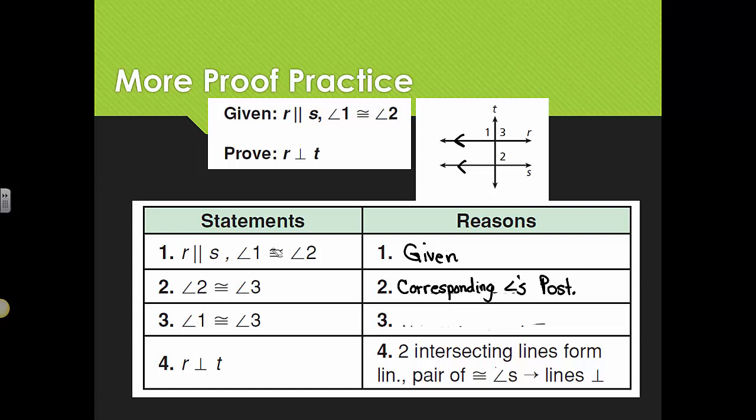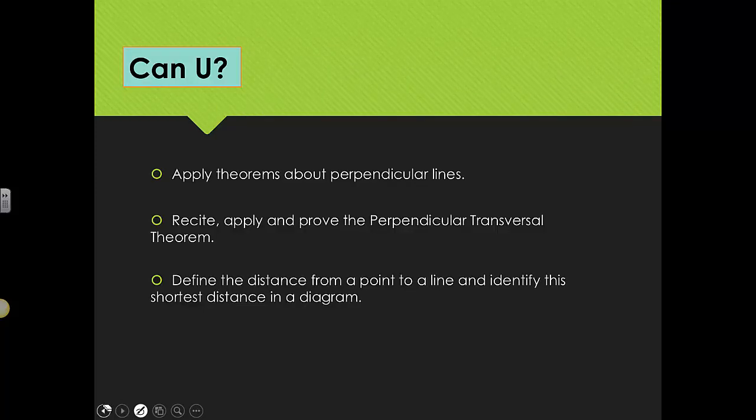Well, I also know that 1 is congruent to 2 and 2 is congruent to 3, so that means 1 is congruent to 3. That would be the transitive property of congruence. So now I've got that 1 is congruent to 3. So that means that R has to be perpendicular to T because of that first theorem, which doesn't have a name, which says if you have two intersecting lines form a linear pair of congruent angles, then the lines are perpendicular. So that was a little proof practice with some of those perpendicular line proofs.